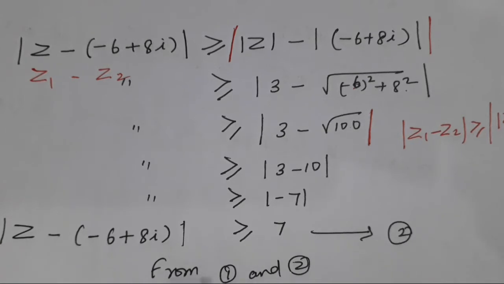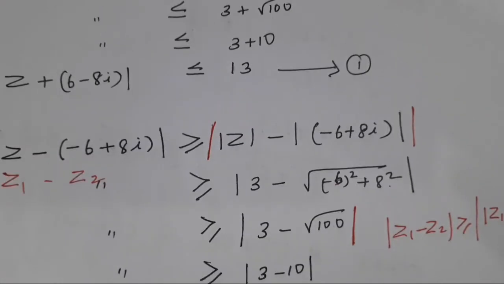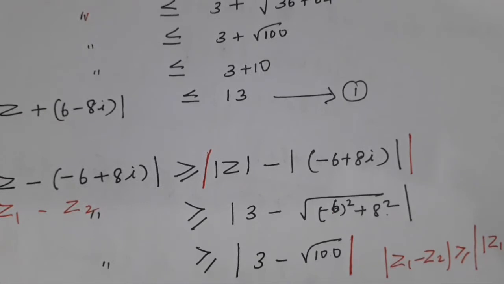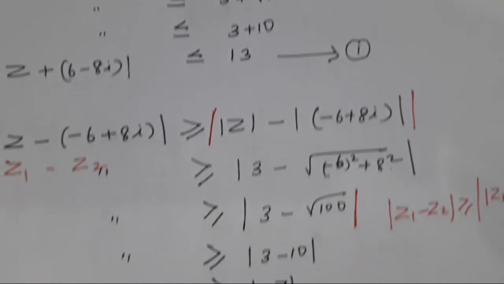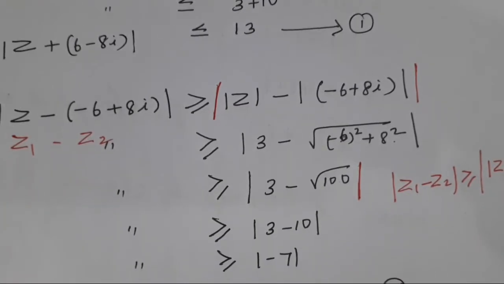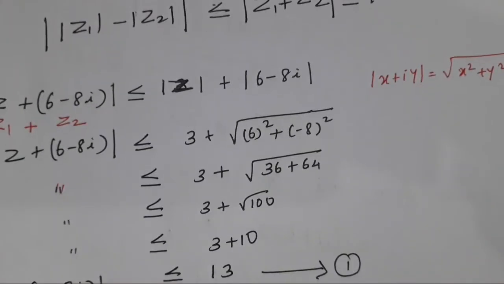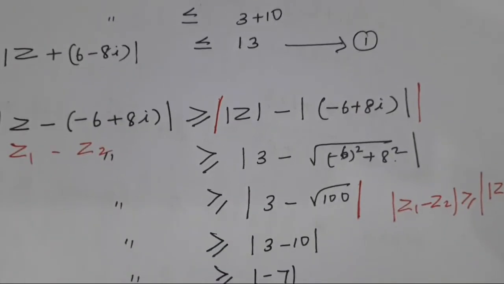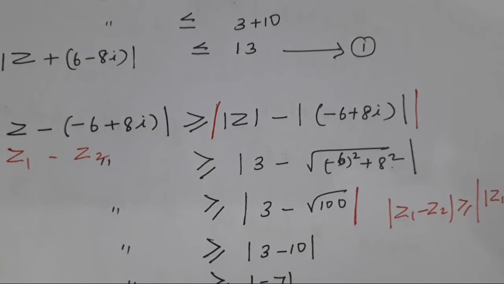The equation 2. Using 1 and 2, modulus of z plus 6 minus 8 is greater than or equal to 7. See this value, greater than or equal to 7. How to read it? Greater than or equal to 7, less than or equal to 13. So using 1 and 2, we get the result. Therefore, z plus 6 minus 8 is greater than or equal to 7. Similarly, z plus 6 minus 8 is less than or equal to 13. So using the results 1 and 2, we prove the result, hence proved.